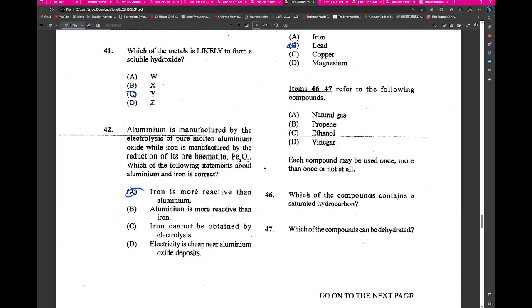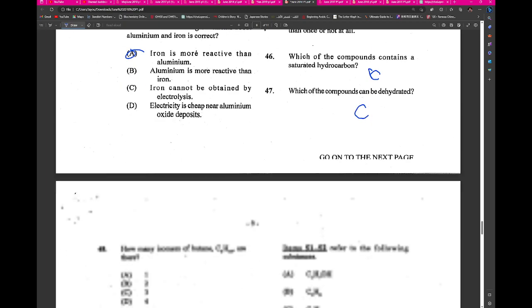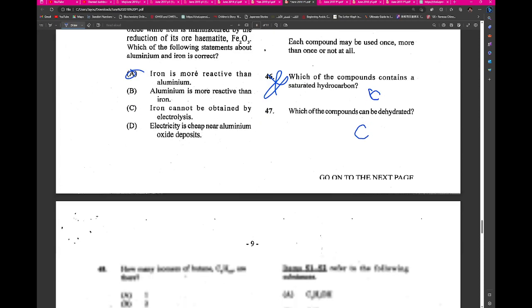Which of the following contains a saturated hydrocarbon? Saturated. C. Which of the following compounds can be dehydrated? C. Let me check something. Natural gas, doesn't that speak to the enes? If vinegar is an acid, acid can dehydrate alcohols. I think it's that. If you have an issue, you could please go into the comment section about that.